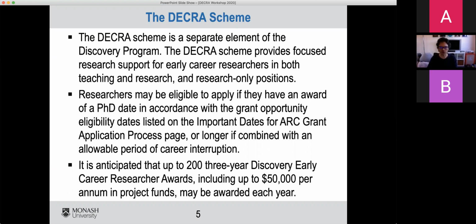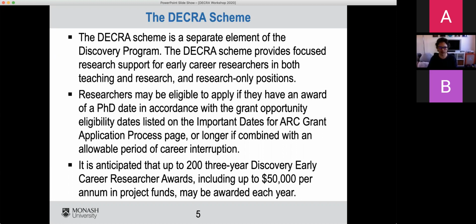But a really important element of it is the assessment relative to opportunity. The assessment relative to opportunity will be different for those folks at different career stages. And the College of Experts take that stuff really seriously. So if you have an award of a PhD in accordance with the grant opportunity eligibility dates, or if you've got a career interruption, you're eligible to apply. It's only that timescale which dictates eligibility.